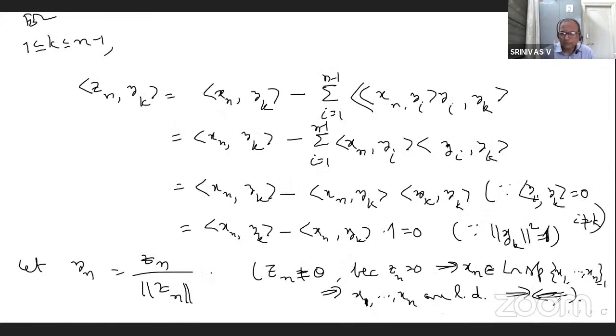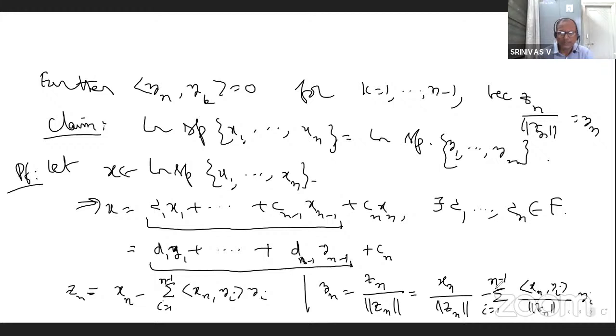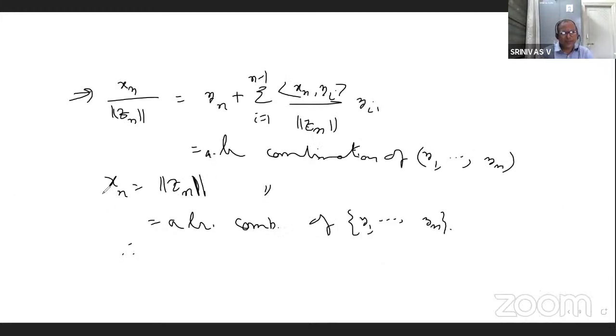And if these vectors are in the linear span of y1 up to yn minus 1, these are also in the linear span of y1 up to yn. Okay, if you increase one more vector, there's no harm. This linear combination will also be the linear combination of the vectors y1 up to yn. So if you club this with this, you get that x1 up to xn will be in the linear combination of this, right?